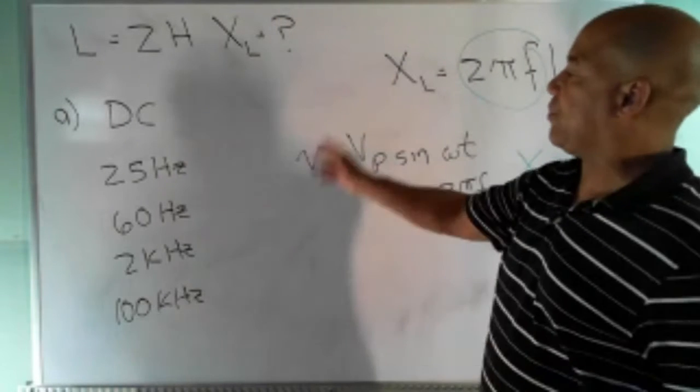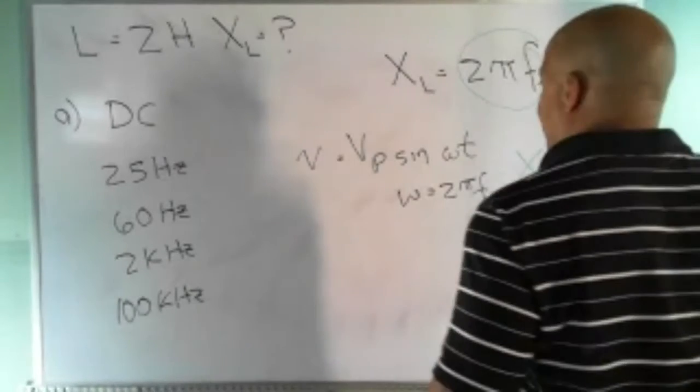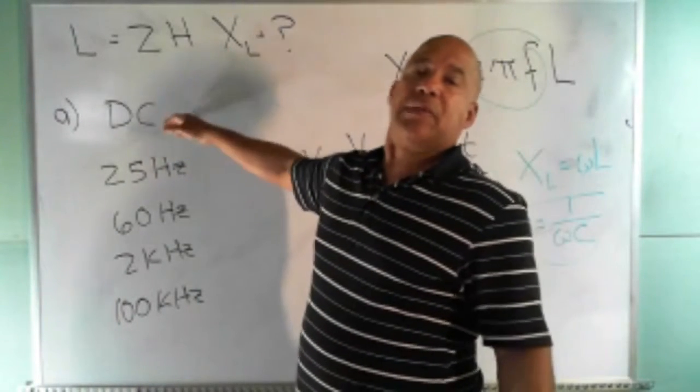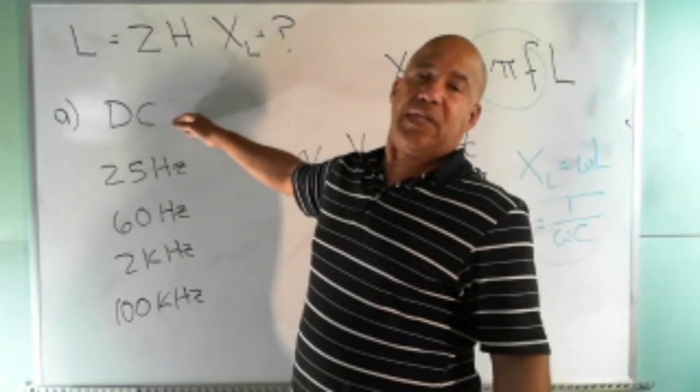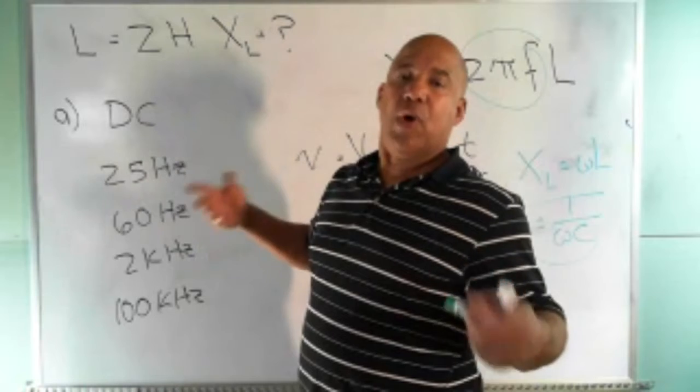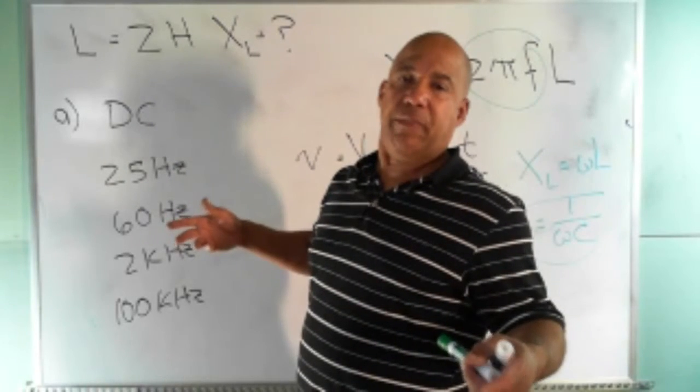But anyway, let's solve these. Now, you might wonder, what do you mean frequency of DC? The frequency of DC is 0. So when you see that, that means 0 hertz. So if you apply a DC waveform to an inductor, what would its ohms of opposition be?